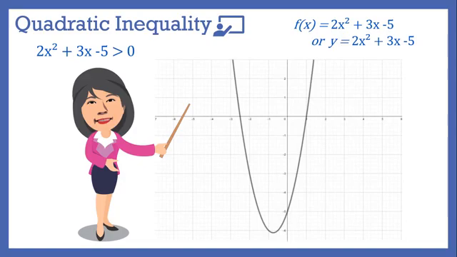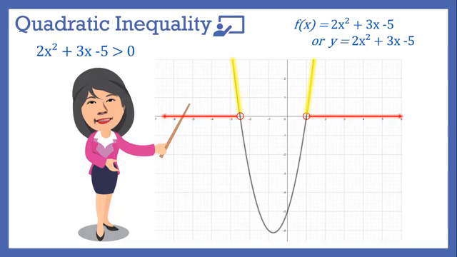Or y is equal to 2x squared plus 3x minus 5. So this inequality is going to be greater than 0 when the function is greater than 0. When we talk about function values, we are talking about y values. So the y value has to be greater than 0 when the function is above the x-axis. Notice how the y values are positive here on the right because the function is above the x-axis, as well as on the left.